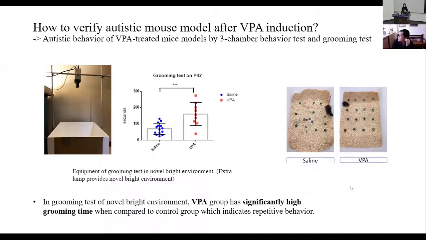And also this test is called a marble burying test. We can see that when we compare to control, PPA mice seem to like to stay in one corner within 30 minutes, which indicates that the PPA mice may be afraid of the novel objects.